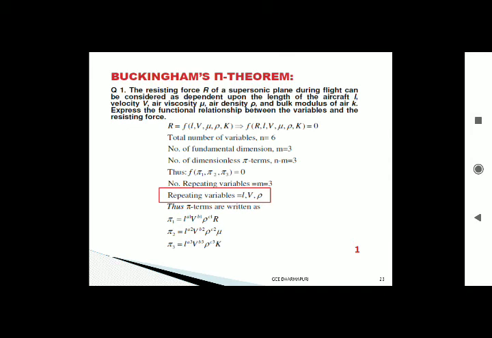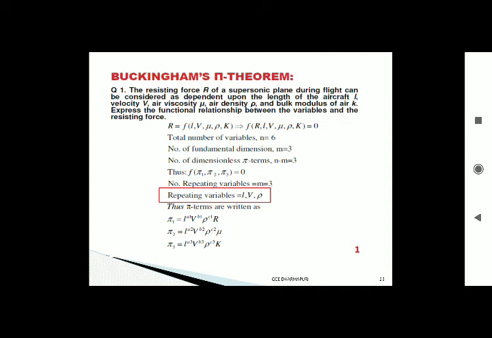So already I know the resisting force is a function of the length of aircraft, velocity, viscosity, density, bulk modulus. Here, total number of variables, or from our point of view total parameters, are R, L, V, mu, rho, K: 6 parameters. As for the number of fundamental dimensions, if I write the dimensions for R, L, V, mu, rho, K, in any one of them M may come, in any one L may come, in any one T may come.